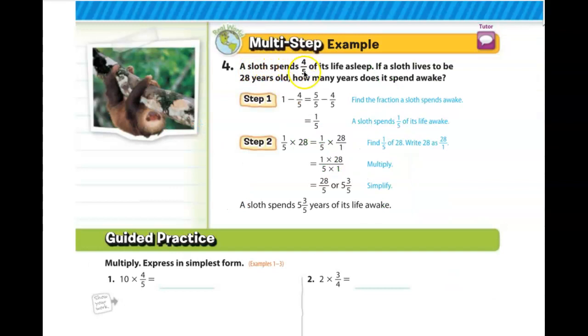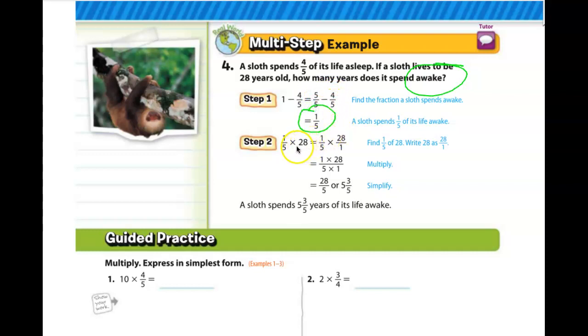A sloth spends 4/5 of its life asleep. If the sloth lives to be 28 years old, how much time does it spend awake? Okay, so the reason why this is a multi-step problem is this last part. They tell you when it sleeps, but now they want to know how long it's awake. So 4/5 plus what equals 5/5. So 4/5 of its life, it's asleep. That means that 1/5 of its life, it's awake. So 1 minus 4/5 is 5/5 minus 4/5, 1/5.